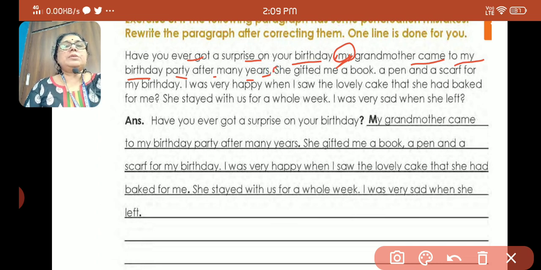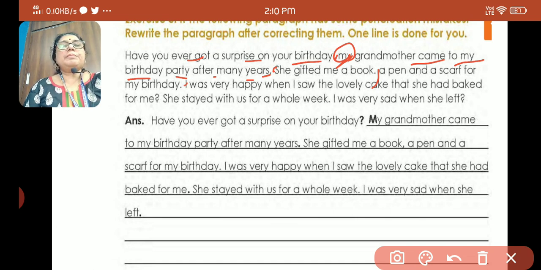That is a dot, right? So they have put a comma, but it should not be a comma, it should be a full stop. Now, she gifted me a book, a pen and a scarf. After book, what will come? It should be a comma, not a full stop, right? So, comma. Now, a pen and a scarf for my birthday.